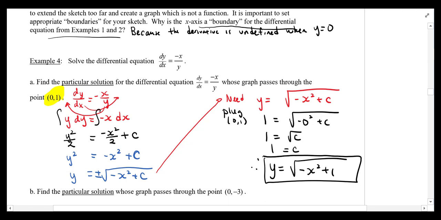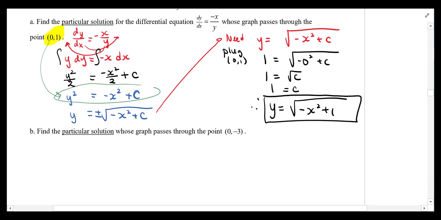Now, I know some of you are like, Mr. Lee, I'd rather you go ahead and solve for c first. Okay, if you wanted to do that, you could have done it right at this particular point, right here. You could have plugged in 0, 1 here and also solved for c. It works the same way, okay?